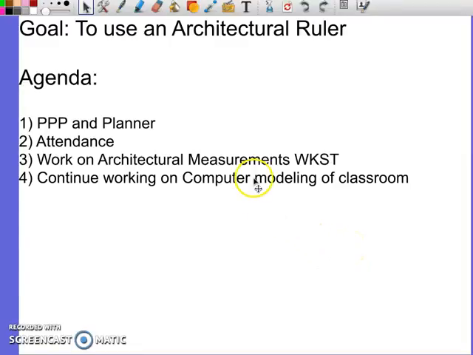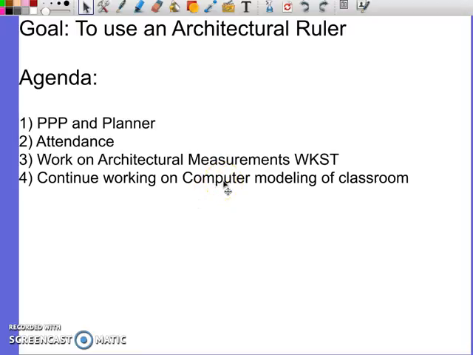So basically, yesterday you should have started using your architectural ruler and trying to figure out how that thing works. And so we're actually going to spend another day using this ruler. If you happen to finish up with this ruler or this worksheet today, you should go back to working on your computer modeling of your classroom. If for some reason the computer you're on is not working, you should just switch to a different computer.